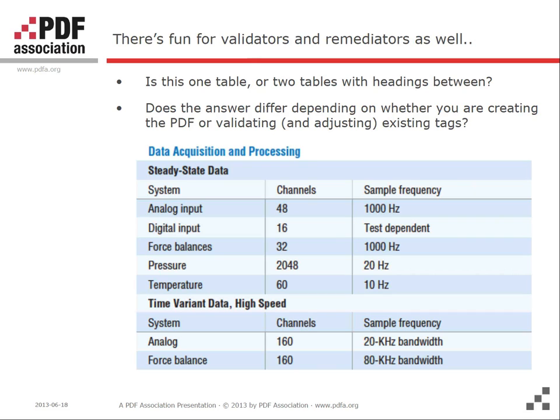All right, so this is a question, and Matthew raised this a little earlier. I have an example of a table on the screen here. Is this one table or 2 tables with headings in between them? We have a heading clearly for data acquisition and processing. We then have a section of a table that appears to operate under the heading of steady state data. But what the author of the table has clearly done is that they've used a table tool once to create a larger table under which they've got 2 separate subsections of content.